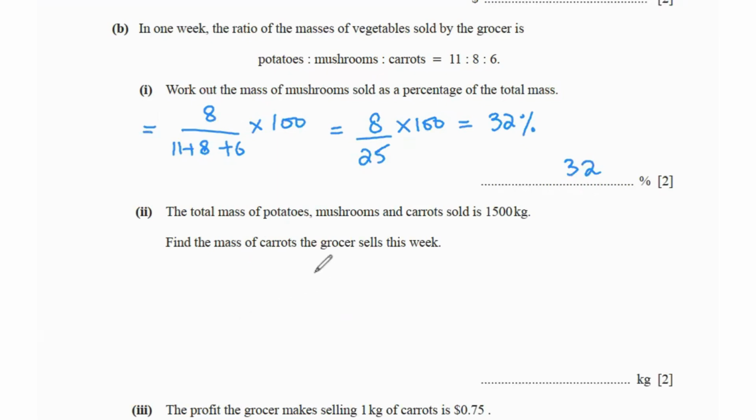Then it says the total mass of potatoes, mushrooms, and carrots sold is 1,500 kilograms. Find the mass of carrots the grocer sells this week. So 1,500 multiplied by 6 over 25. 6 is the number allotted to carrots in the ratio. So that's going to give us 360 kilograms.